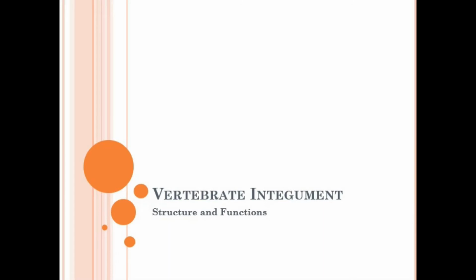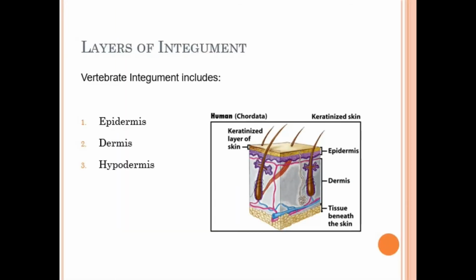So, vertebrate integument. Now we are coming towards the vertebrate integument. That starts from the frogs. So the layers of integument in general: all those chordates have a similar structure of the integument, which is made up of three layers. The bottommost or first layer, which is in connection with the body tissue, is called the hypodermis.